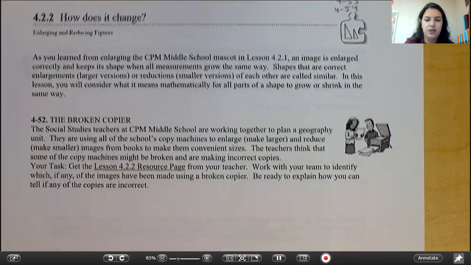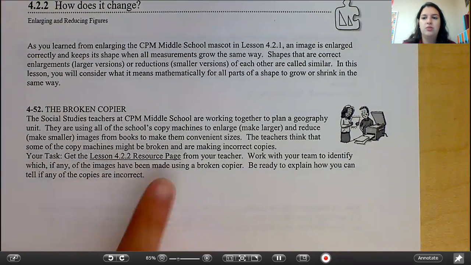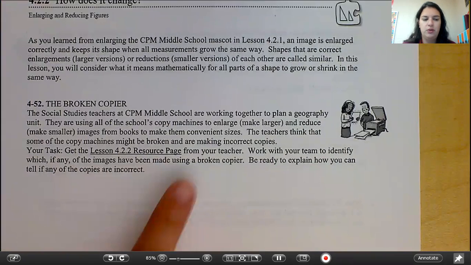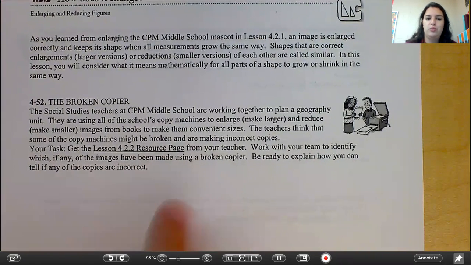So I'm not going to actually go over 4.5.2, but I will tell you right now that if you pause the video and go over 4.5.2, I did not give you the resource page, so you would have to look it up online, but this will help you see similar shapes. So if you would like to pause the video now, you can go ahead and do that, but you will need to get the resource page offline.